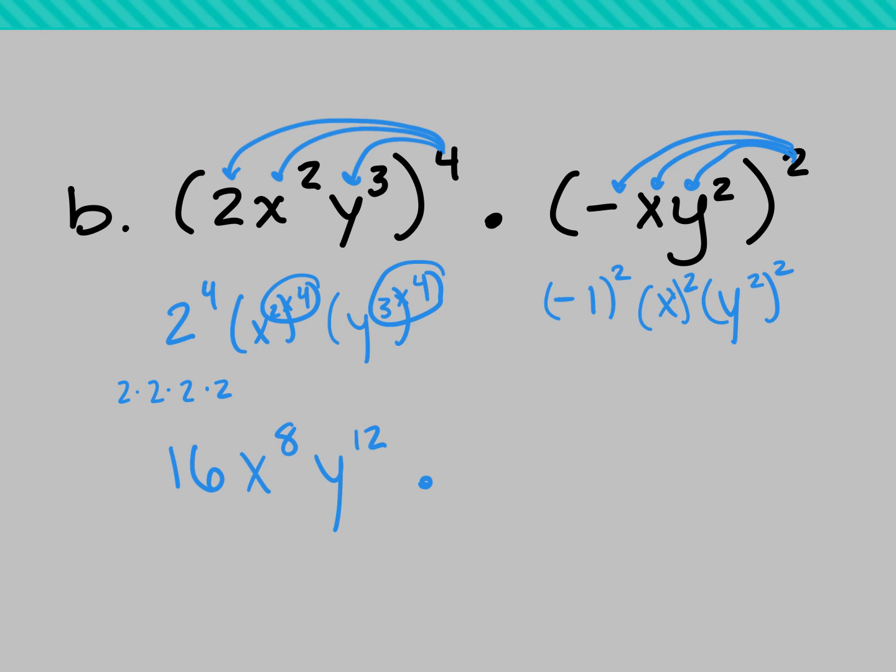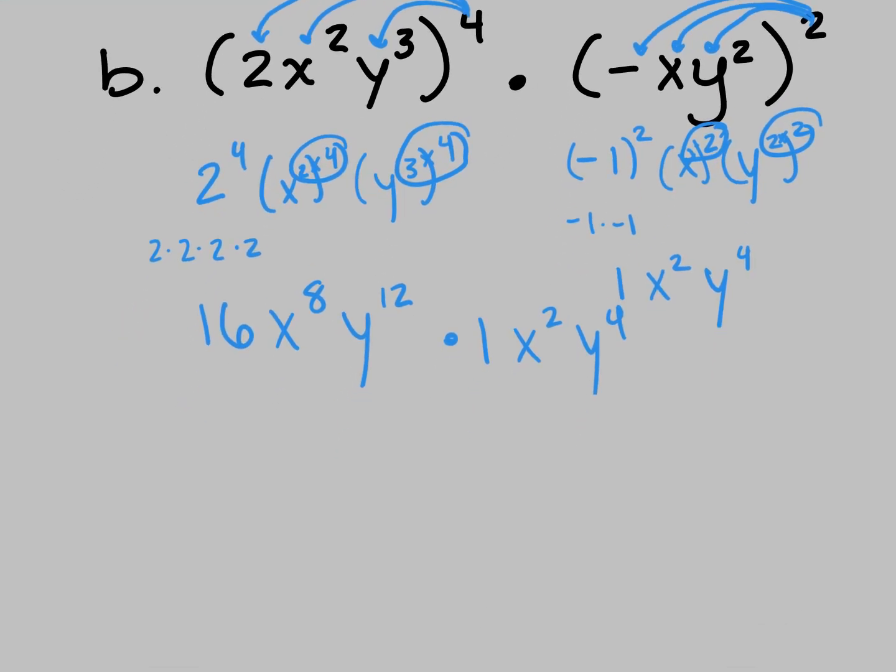So negative 1 squared would be negative 1 times negative 1, which is positive 1. X to the 1st power to the 2nd power, and multiply my exponents together, so it would be x squared. And y to the 2nd power to the 2nd power. Multiply the exponents together, so that would be y to the 4th power. So 1 times x squared times y to the 4th power gets multiplied to everything else here.